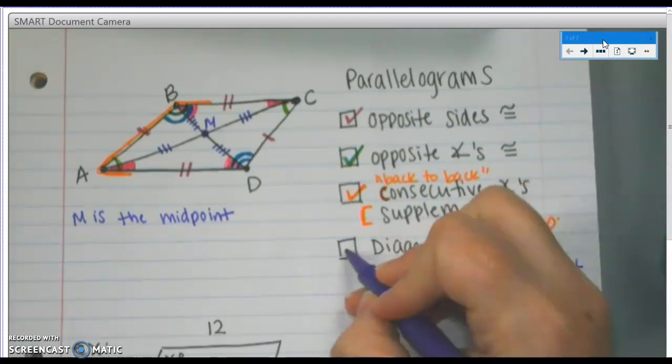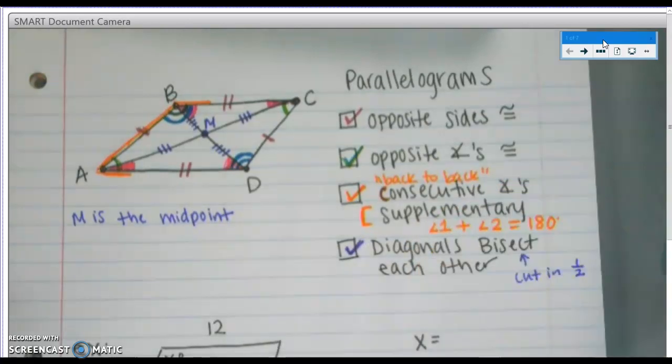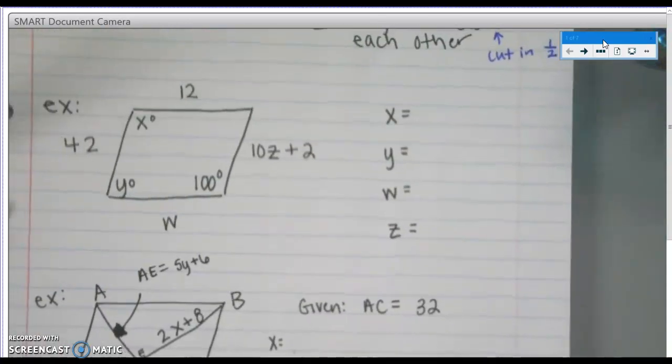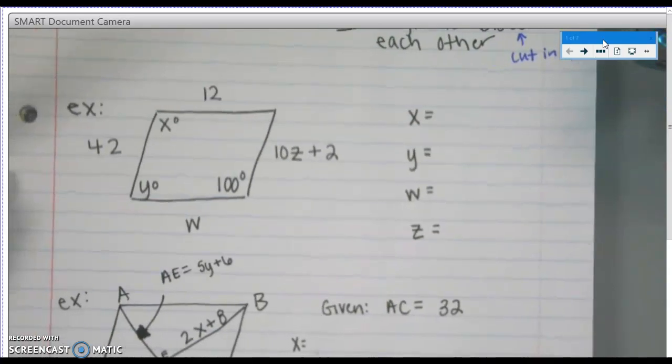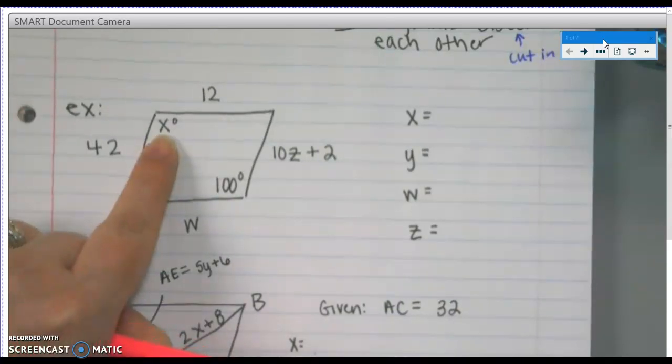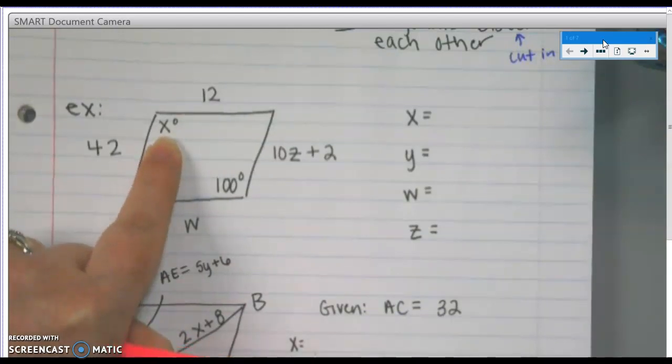All right, let me check that off in purple because that's where I drew the diagonals. So for this example, we have a bunch of stuff to find. Let's look at the properties and see which property is going to help us find what. Let's start with X. X is an angle. I can tell by the degree symbol, and also it's on the inside, so that's usually a good clue as well.